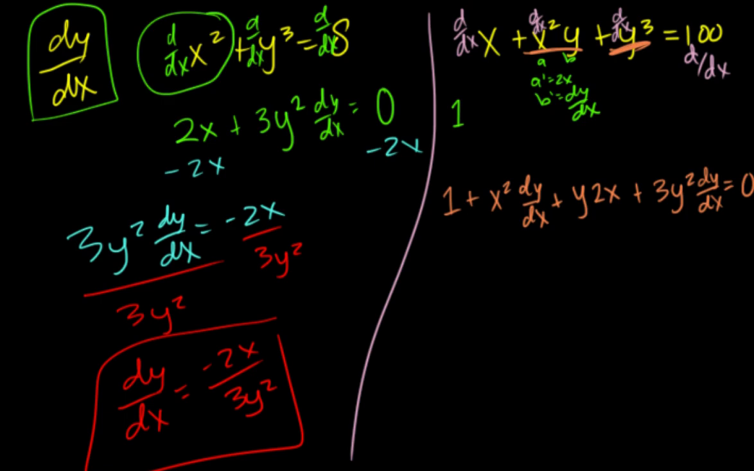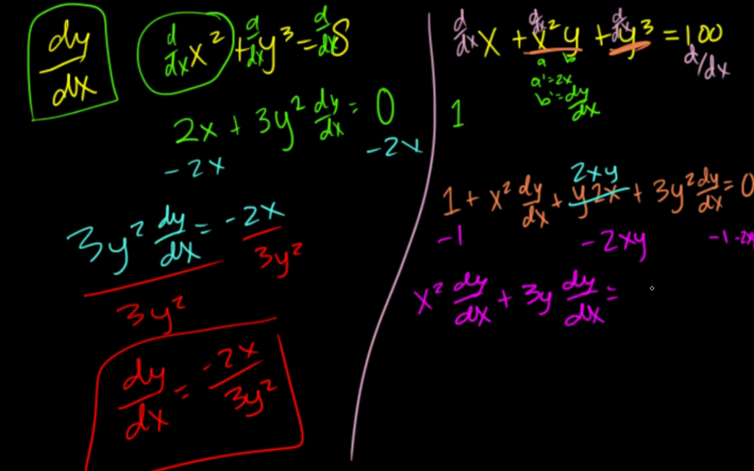Okay. Now, what we need to do is get everything. Well, let's see. Let's rewrite this as 2xy. Okay. Now, we're going to get everything that doesn't have a dy/dx onto the other side. So subtract 1, subtract 2xy onto that side. So rewriting the stuff that has dy/dx. Okay, we end up with that.